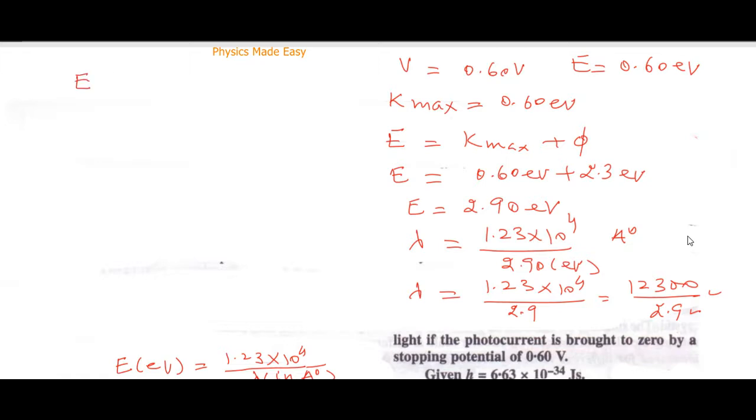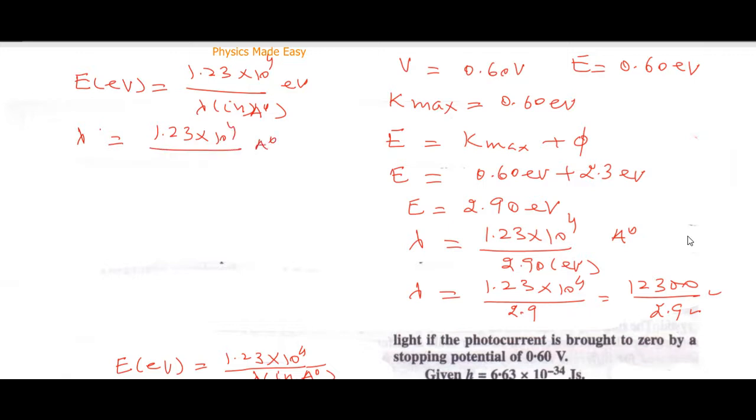One is energy in electron volt equals 1.23 into 10 raised to power 4 divided by lambda in angstroms. Lambda is in angstroms, and this value is in electron volt. Or from this you can even calculate lambda is equal to 1.23 into 10 raised to power 4 divided by E, which is in angstroms, and here E is the energy. You have to substitute energy in units of electron volt.